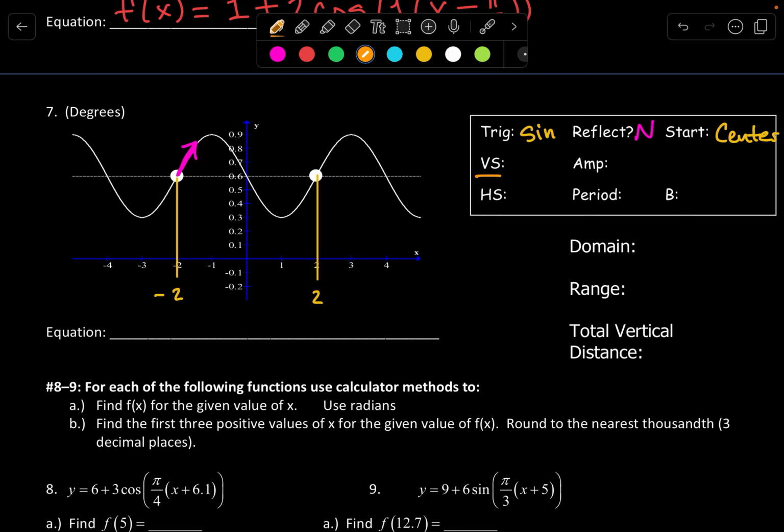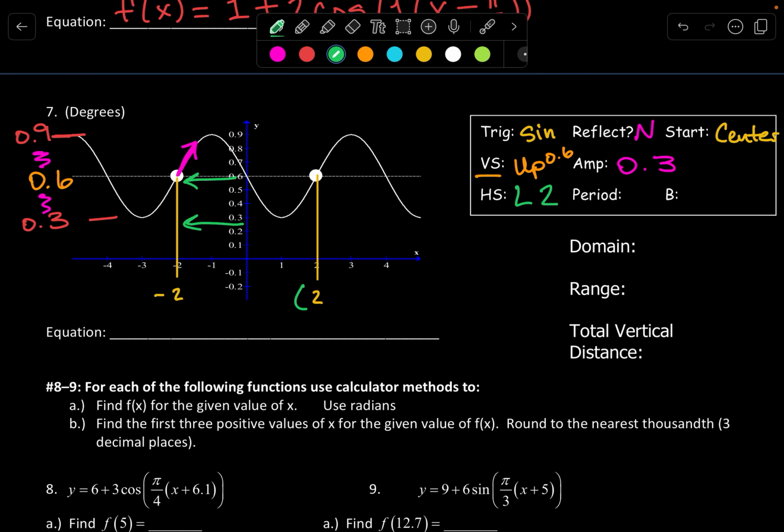Vertical shift comes from the midline, which is 0.6, which tells me this graph's been moved up 0.6. The top line is 0.9, and the bottom is 0.3. So that gives me an amplitude of 0.3 because that's the distance between all those lines. Normally this graph would start at 0, but it's been moved to the left. It's been moved to the left by 2.